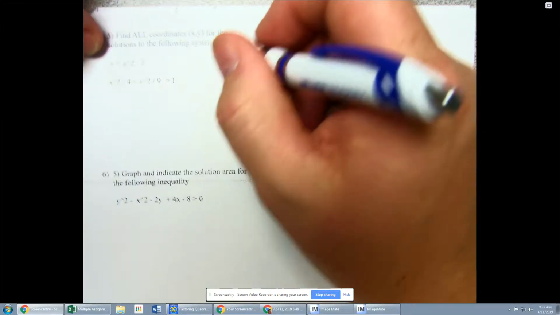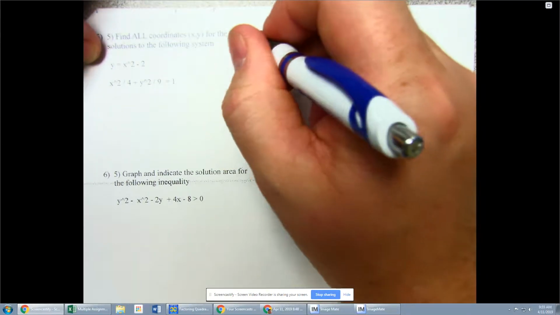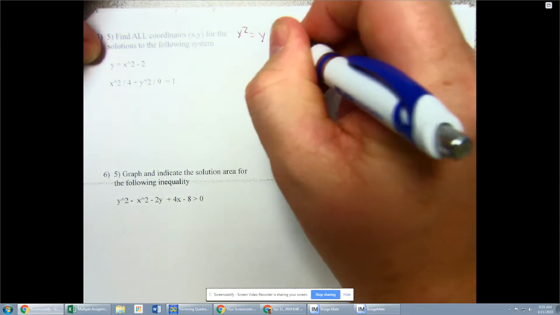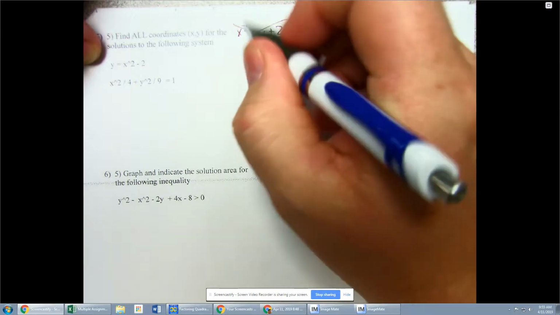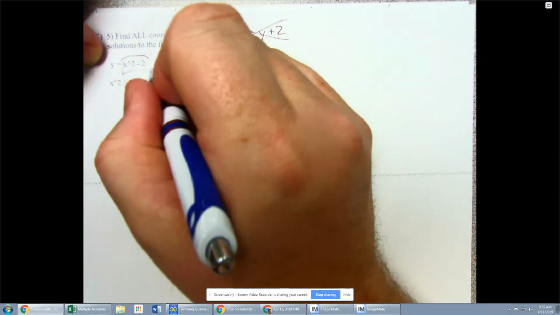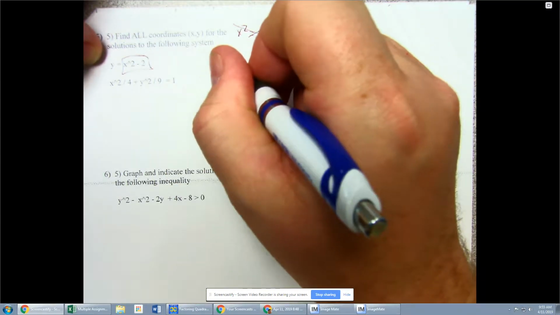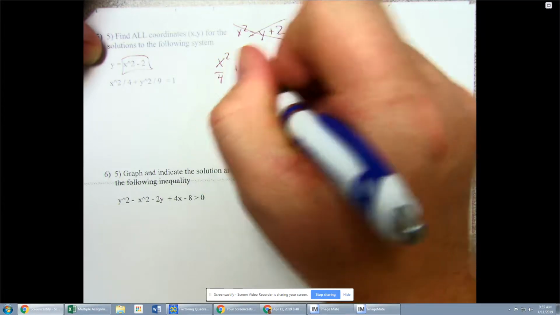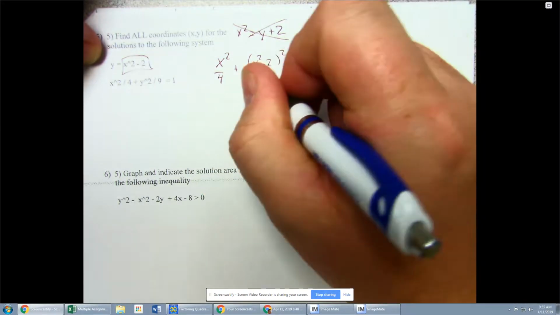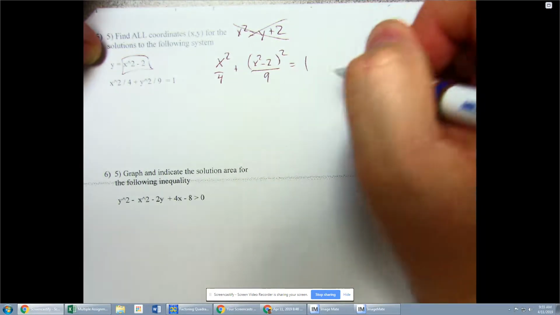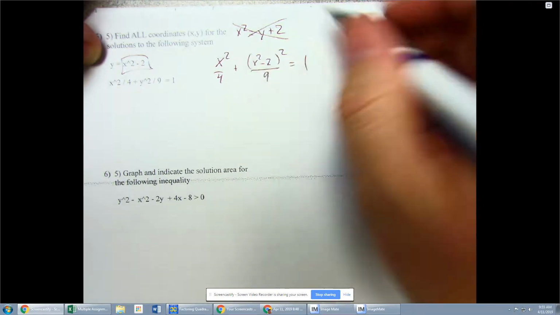Okay, so over here, you actually have two ways. You could either say x squared equals y plus 2, and that's actually the easiest way to do this. But let's not do that. Let's just keep it the way it is and replace this with this. So I have x squared over 4 plus (x squared minus 2) squared over 9 equals 1. In that case, you get this.